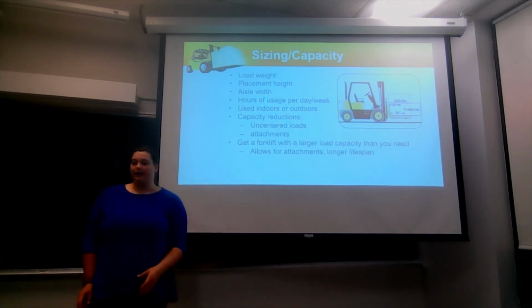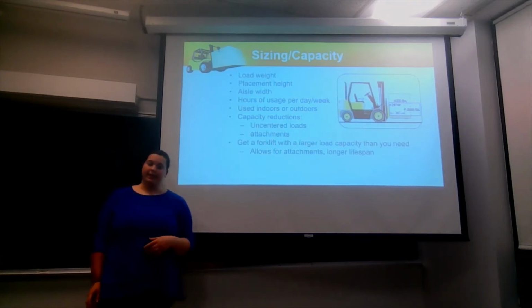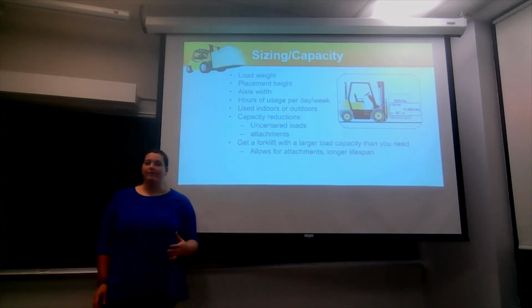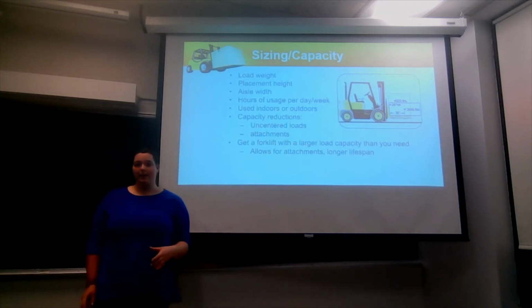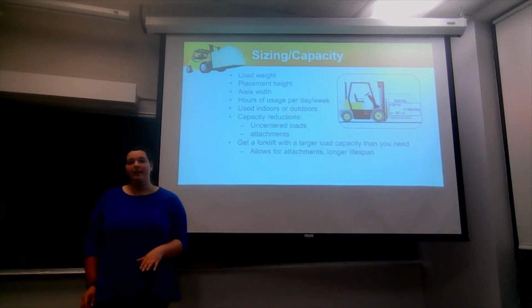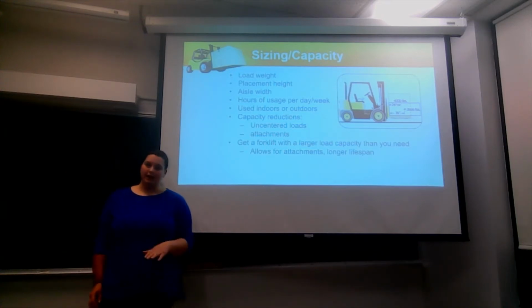The other thing you need to keep in mind is if you plan to put an attachment on your forklift. So it's always a good idea to get a forklift that has a larger capacity than you actually need on your job site, in order to have that extra capacity in case you put an attachment on, so that it can still lift the maximum loads it needs to on your project, even with that reduction from the attachment. It also allows it to have a much longer lifespan because it is not running at its full output all the time.